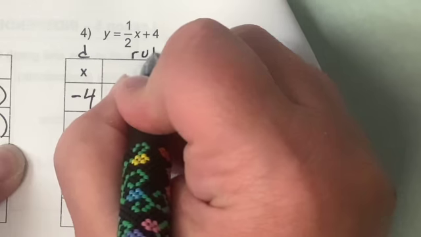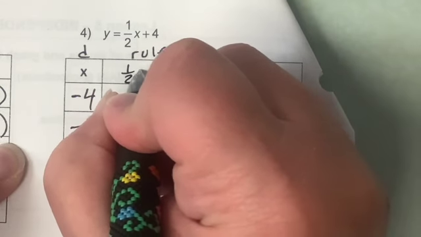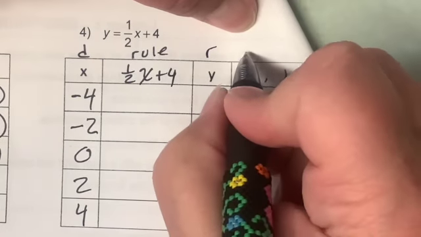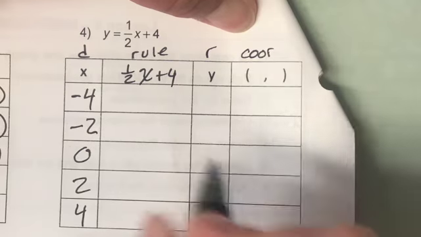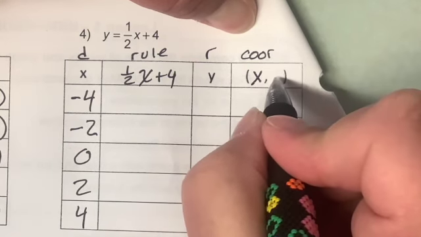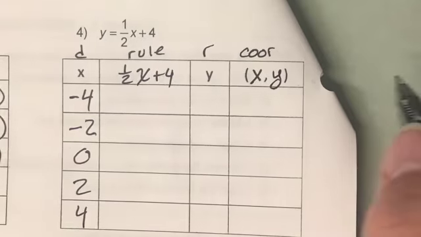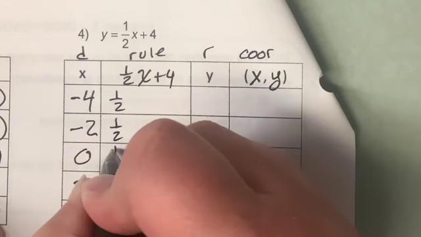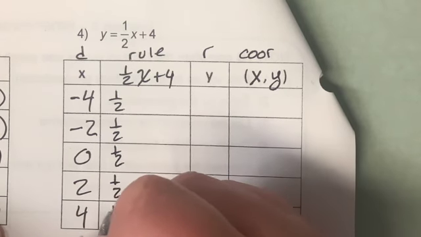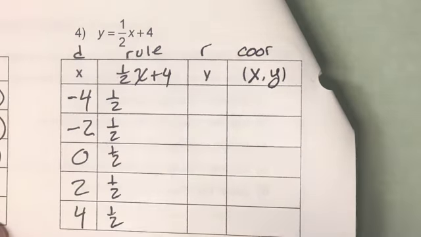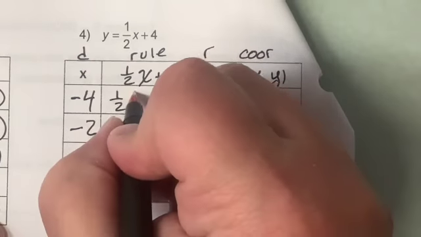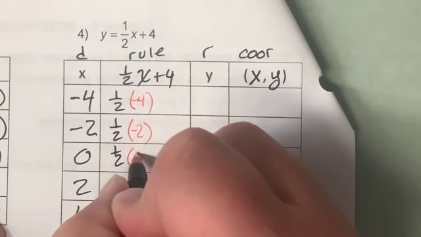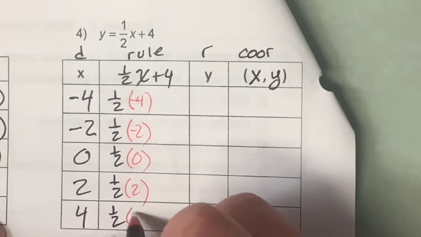I'm going to write my rule. 1/2 of x plus 4. That's my range, and this is going to be my coordinate. And coordinates are ordered pairs, x and y. Order is important. All right. So 1/2 of everything, hopefully. And 1/2 of negative 4, 1/2 of negative 2, 1/2 of 0, 1/2 of 2, 1/2 of 4.